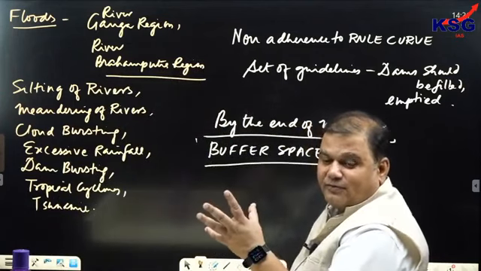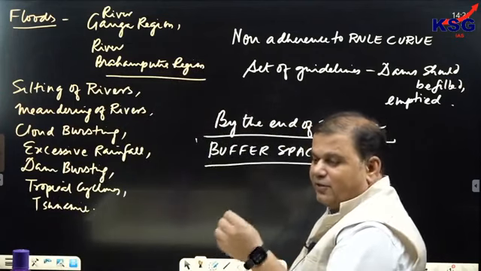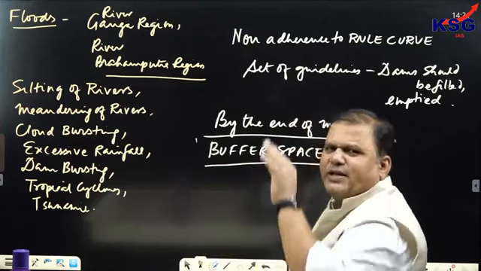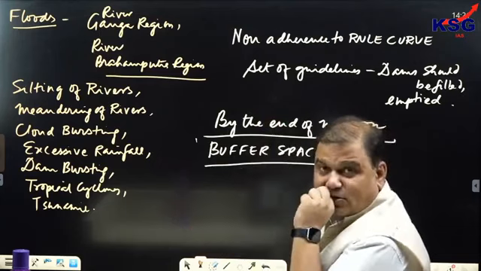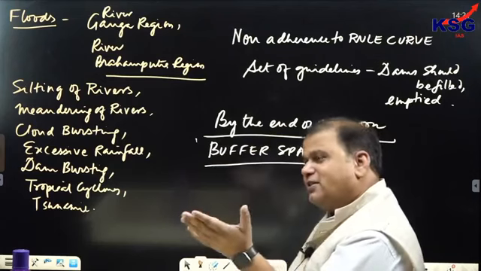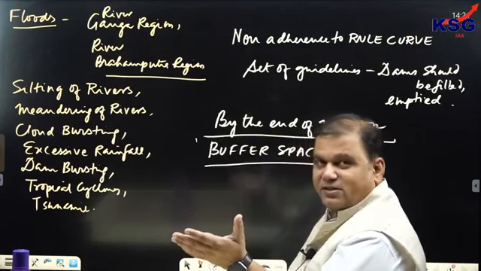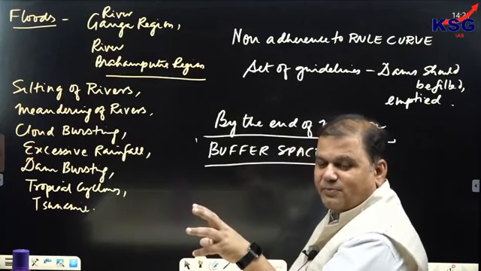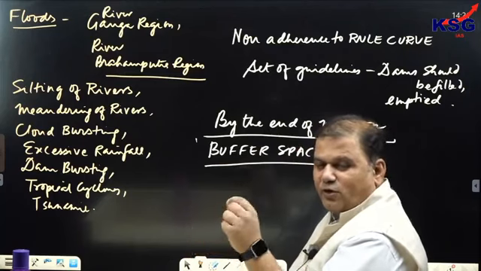This is rule curve, that you should be filling the dam by the end of the monsoon so that there is a space left to accommodate the surplus water which would be coming through subsequent rainfalls. Clear? So all these are the reasons behind floods. Now, as far as cloud bursting is concerned, cloud bursting and dam bursting would be responsible for what? It would be responsible for flash floods.